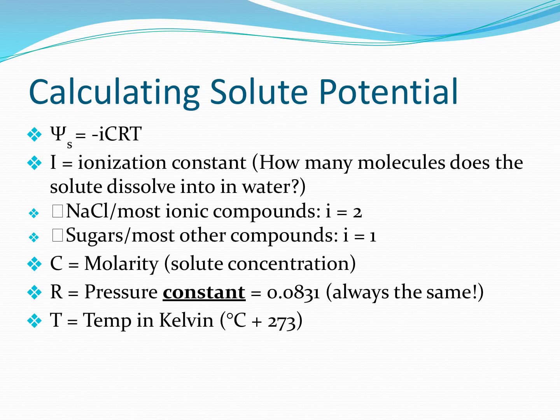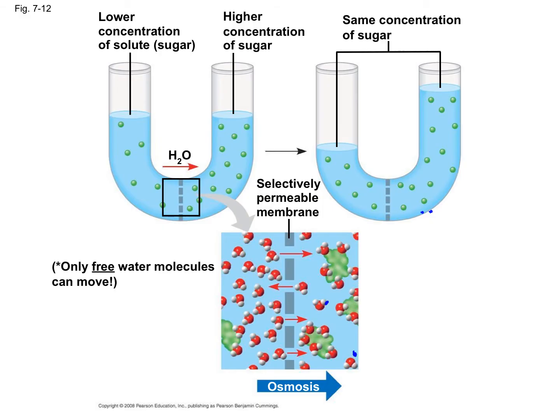The other values that are part of the calculation for solute potential are molarity, the concentration of the solute, like we talked about last time in class; R, which is a pressure constant that always has the exact same value, 0.0831; and the temperature in Kelvin. Remember, to calculate a temperature in Kelvin, you take the Celsius temperature and add 273 to that. Those are all listed on your formula sheet, so you don't have to memorize them.